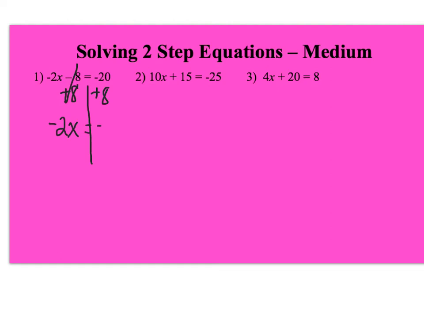They're different signs, so I subtract, and I'm going to get a negative 12. Now I need to divide, but I'm going to divide both sides by negative 2. A negative divided by a negative is a positive, so x equals positive 6. Take a minute now and solve number 2.